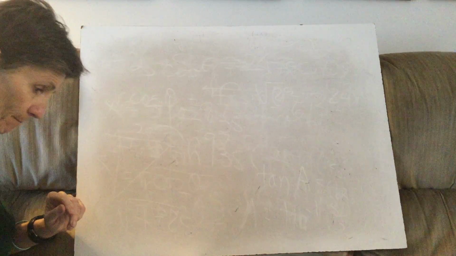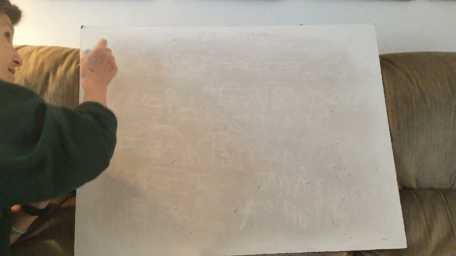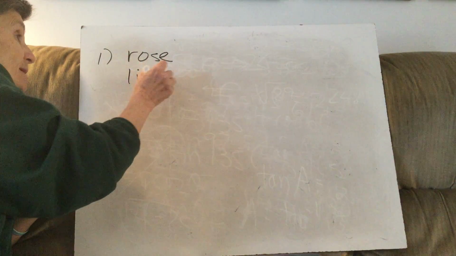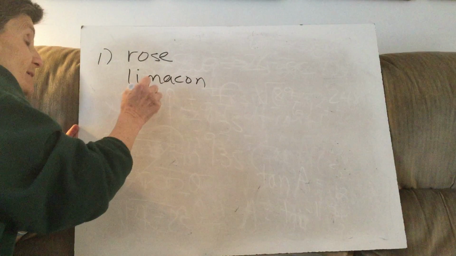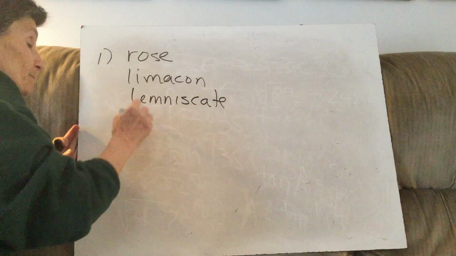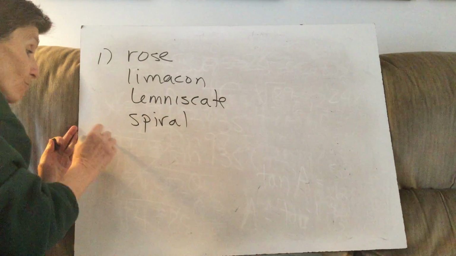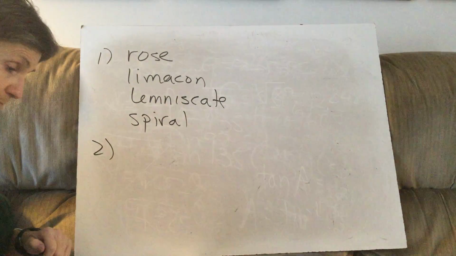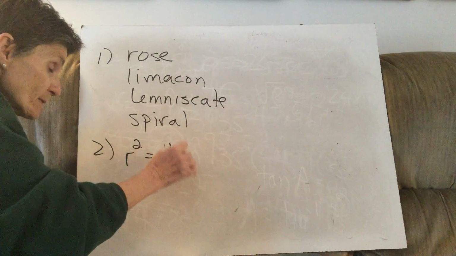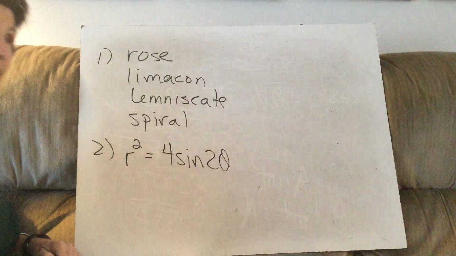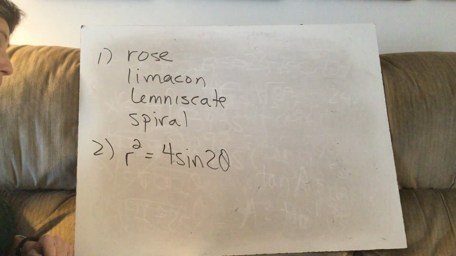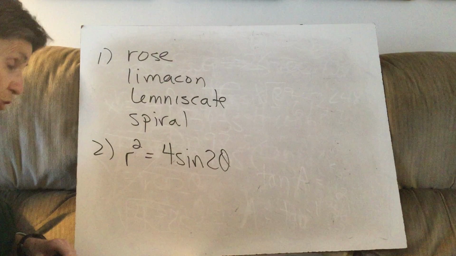So it says, first one says, name the 4 classical curves. Well, you have the rose, the limaçon, the lemniscate, and the spiral. There are your 4 classical curves. r squared equals 4 sine 2 theta. I know some of this is redundant, guys, because these are different quizzes that I've had over the years, but it's all good practice. It says, which curve is this?